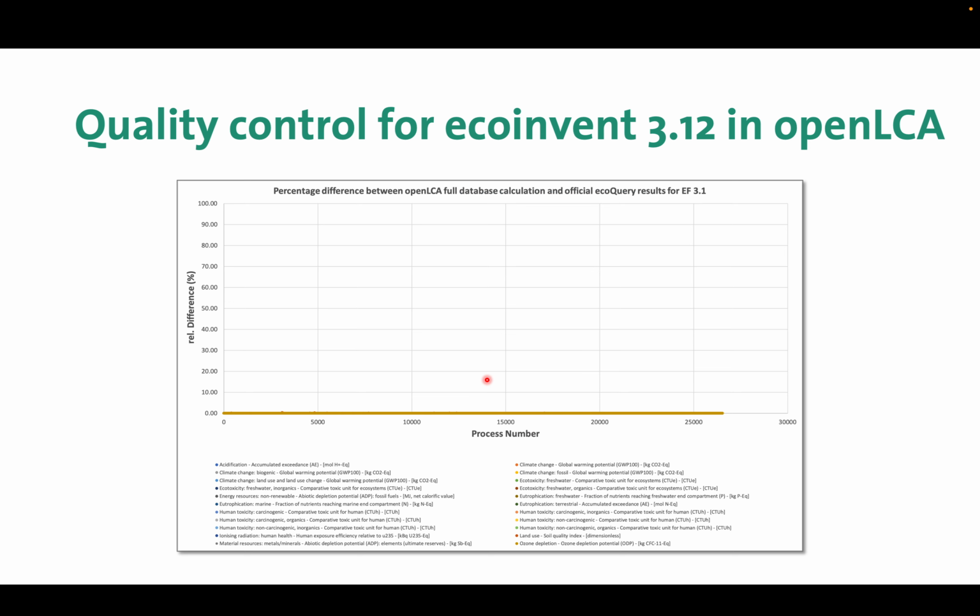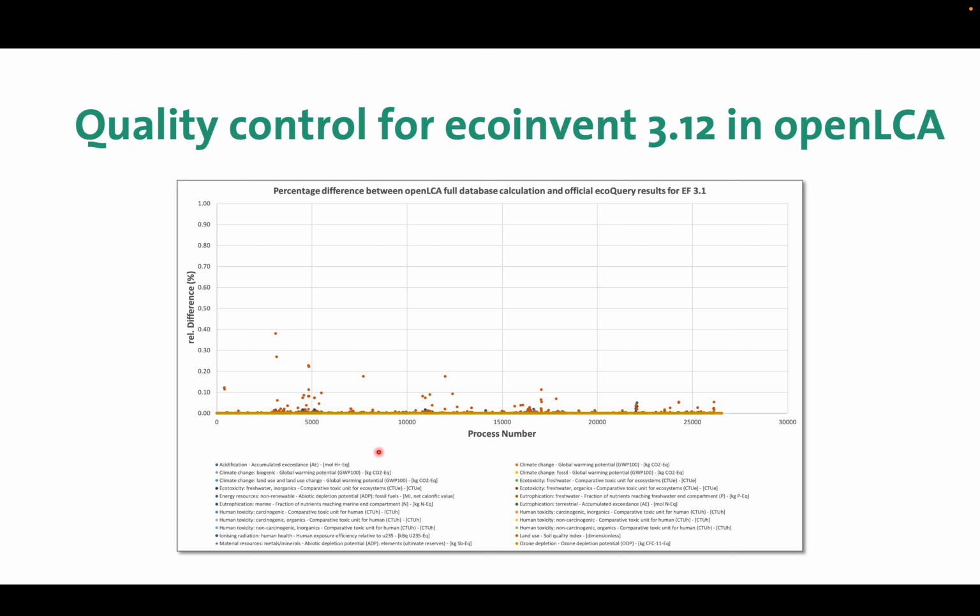What you can see here is the relative difference of a calculation inside openLCA with the official EcoQuery results from ecoinvent. This is the relative difference in percentage for all 26,500 processes in ecoinvent and for all impact categories of EF 3.1. And as you can see, you see nothing. The reason is that these relative differences are below 0.3%. You will not see any difference here, which is good news. It means the implementation yields exactly the same values as EcoQuery.